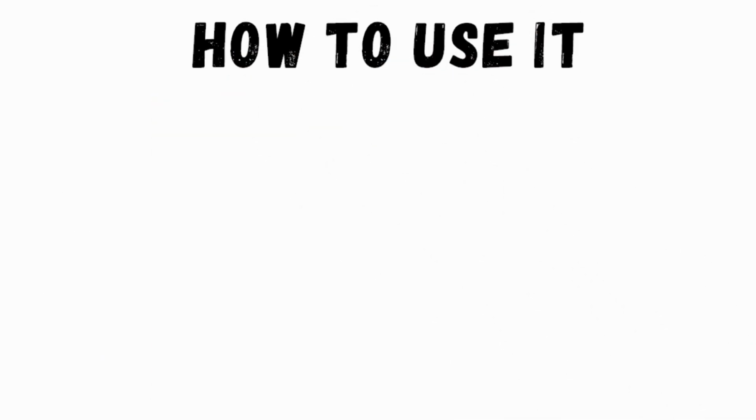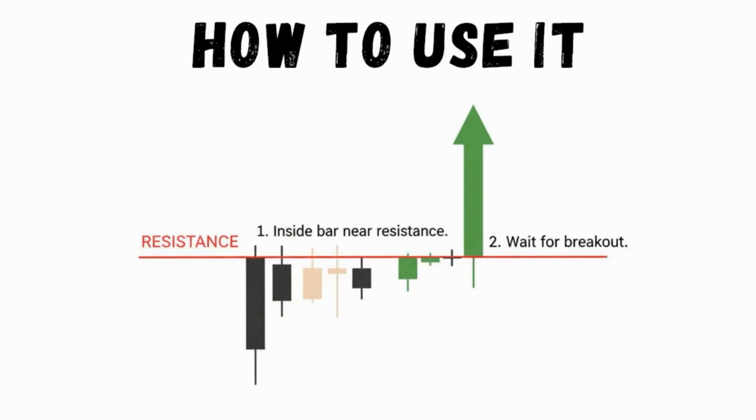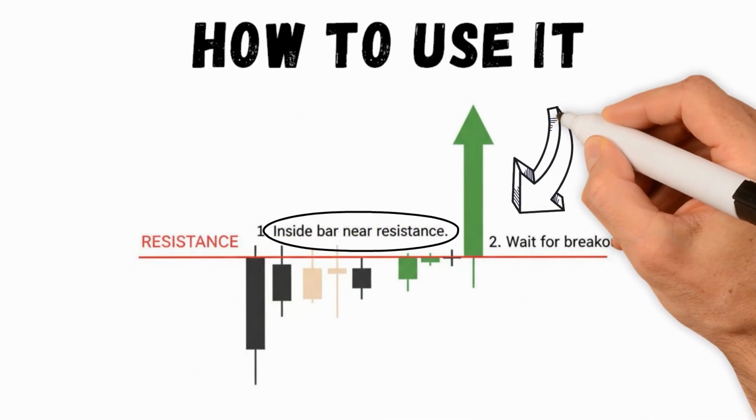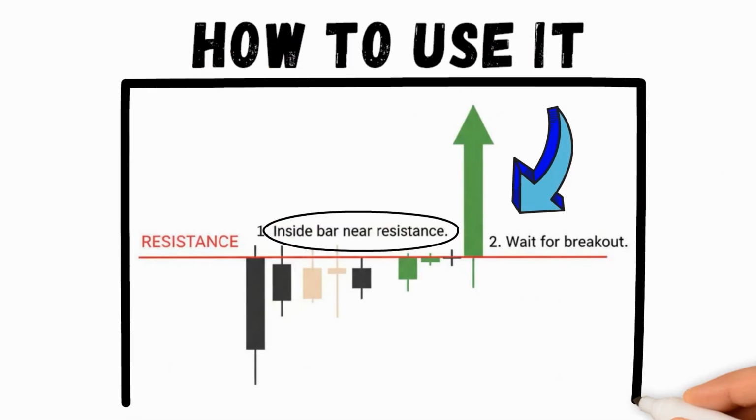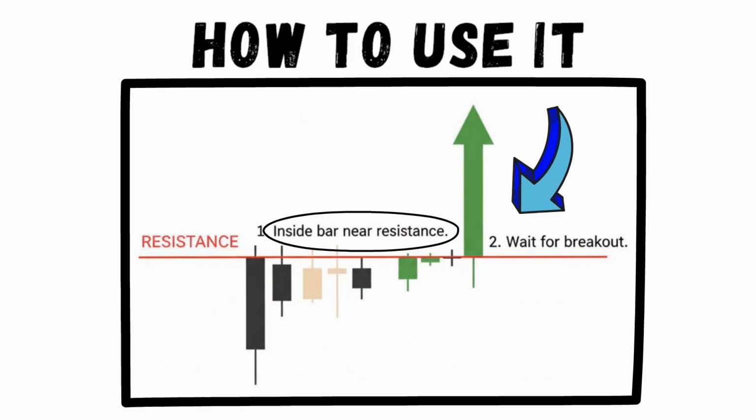How to use it? Look for inside bars near support or resistance. Don't trade them alone. Wait for the next candle to break the high or low of the range. Enter in the breakout direction only if it aligns with other signals.